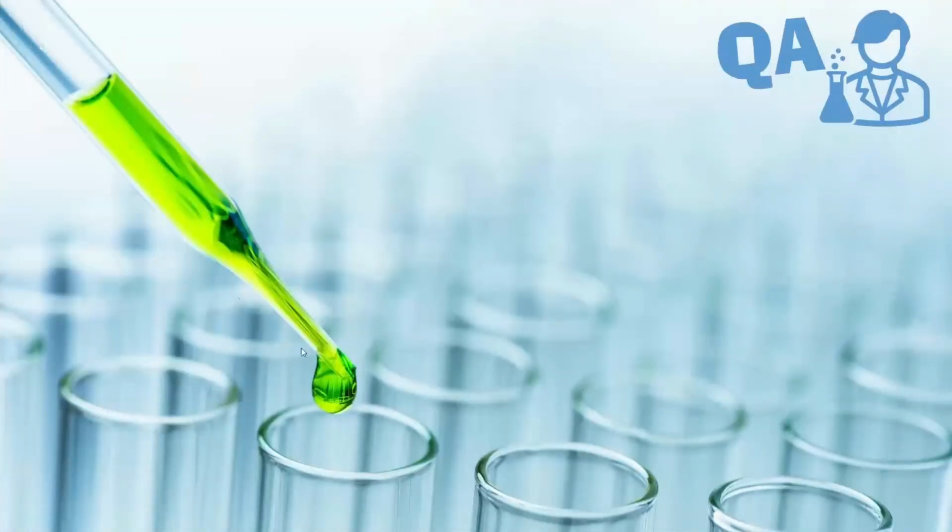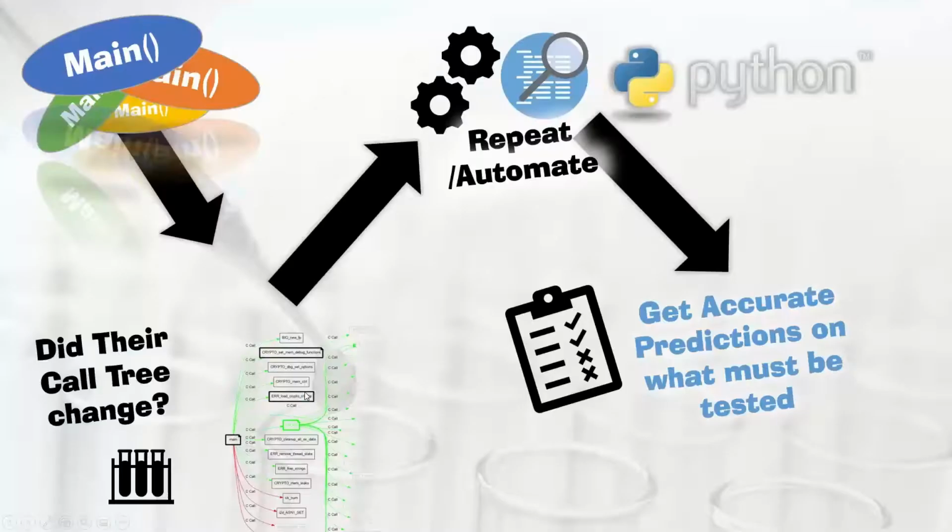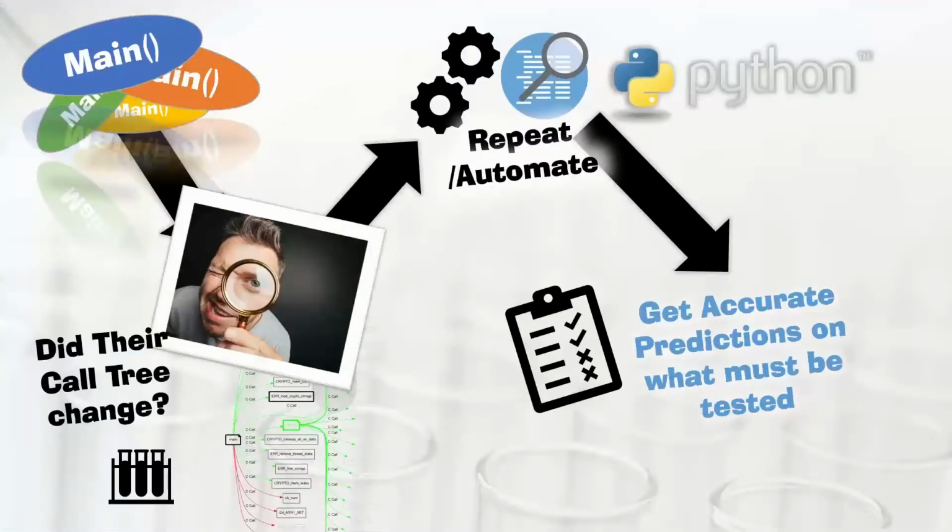Well, guess what? I did my own little research on this. I took the main function in every single release of OpenSSL, and for each of them, I computed: did main change? And did the call tree change? Then I automated this with a little bit of Python and a little bit of UND. And then I tried to get an accurate prediction of what needed to be tested.